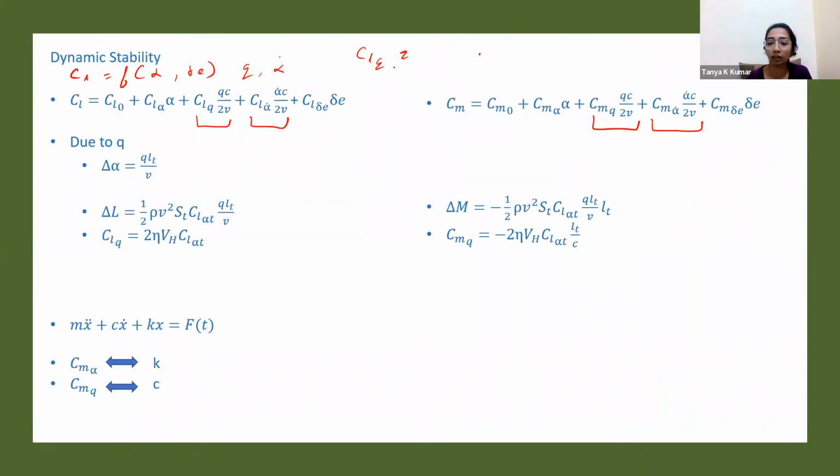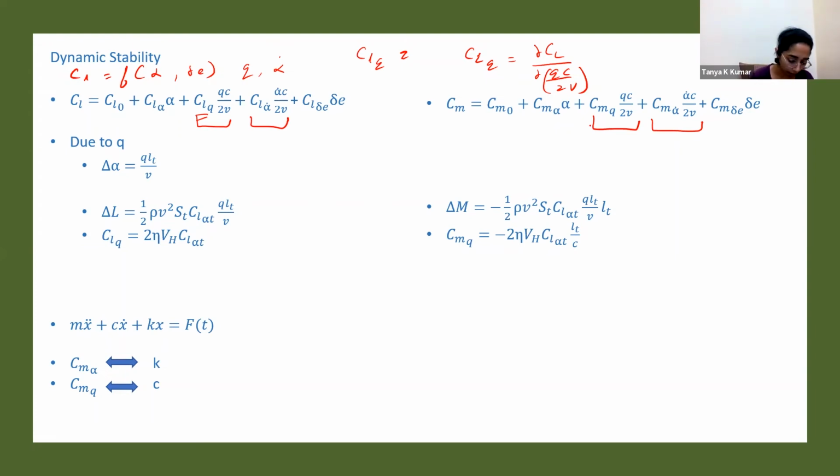Because Q is not a non-dimensional term. All the other terms, alpha was in radians, so it is non-dimensional. Delta E was in radians, again non-dimensional. But Q is the pitch rate, it's radian per second. That is not non-dimensional. So we take this QC by 2V to ensure that that term is also non-dimensional. So in this case, your CLQ would be dou CL by dou QC by 2V. Similarly, you have it for CMQ. It's only to ensure the non-dimensionality of that term. Its physical significance would be the same. There would be no change.